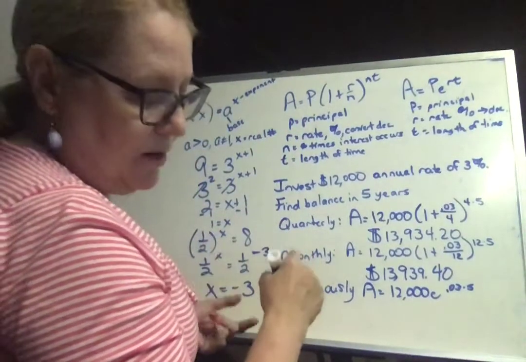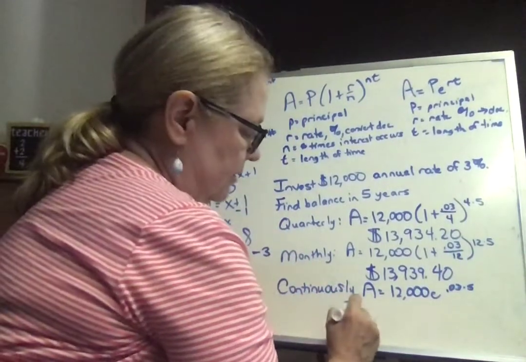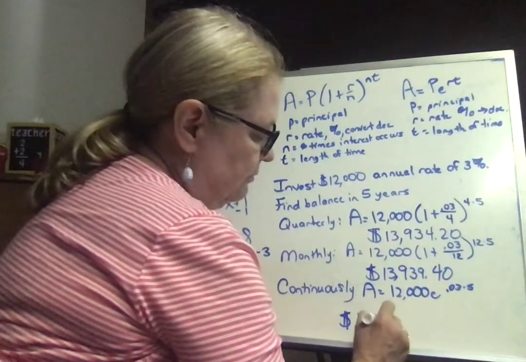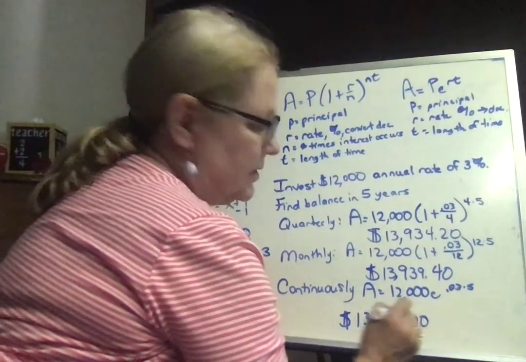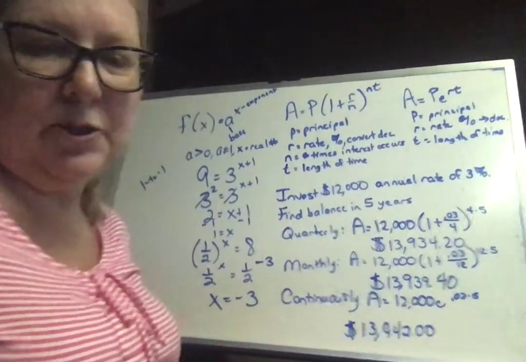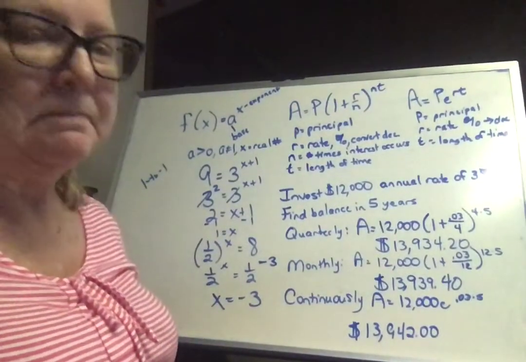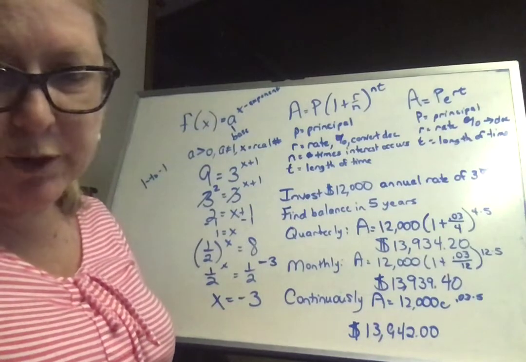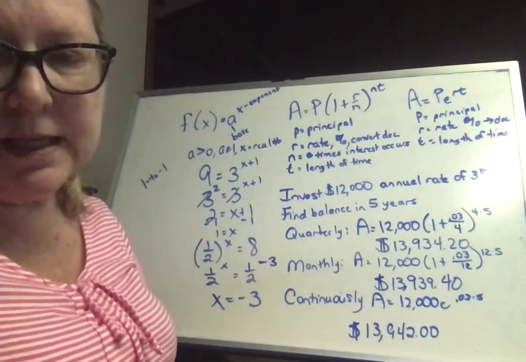And more often, $13,942.00. So there's the other thing you're going to have to do, which is interest. Be sure you've written both of the formulas down so you can use them whenever it comes up.